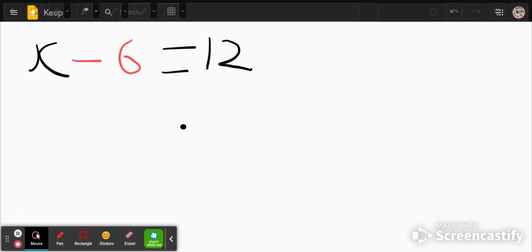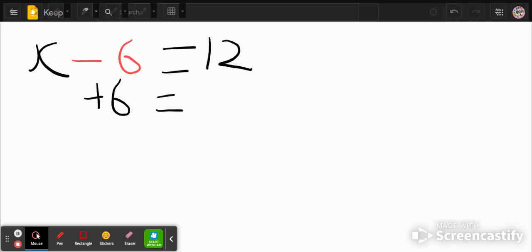Okay, so this one says x minus 6 is equal to 12, right? So we want to get rid of the number that's beside x, the variable. To do so, we need to do the opposite of negative 6, which is positive 6. So now we'd add 6 to the left hand side, right? And it's an equation. What we do to one side, we do to the other.